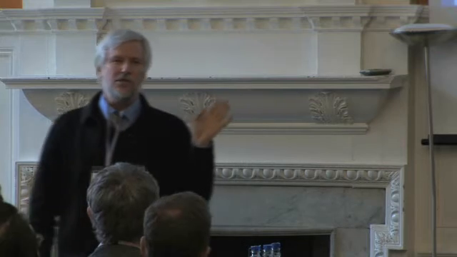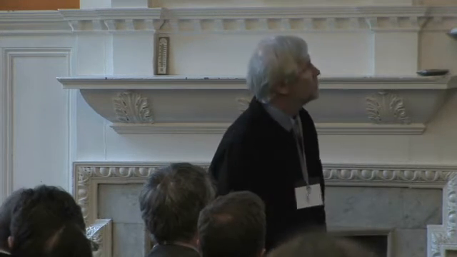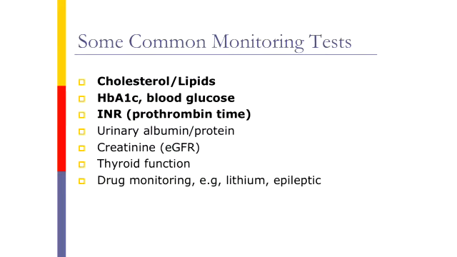And just as some examples of monitoring tests: cholesterol, HbA1c, INRs, which are the prothrombin times, urinary albumin and protein, creatinine, the EGFR, thyroid function, drug monitoring, and there's a very long list of the common monitoring tests that we do. Of course, some of those things are done for diagnostic purposes, but actually the major volume of these tests is used for monitoring purposes, which we haven't developed such good techniques for evaluating. I'm only going to talk about 3 of those examples, the top 3 there: cholesterol, HbA1c, INR, and I'll look briefly at B-type natriuretic peptide as well, just to illustrate some of the principles and difficulties in looking at monitoring.